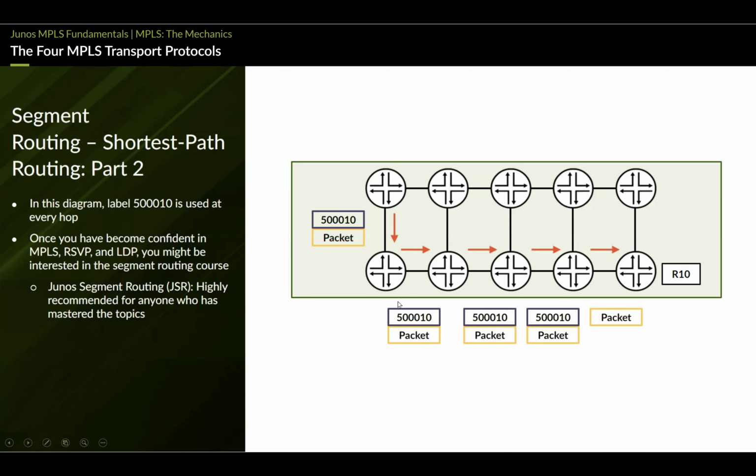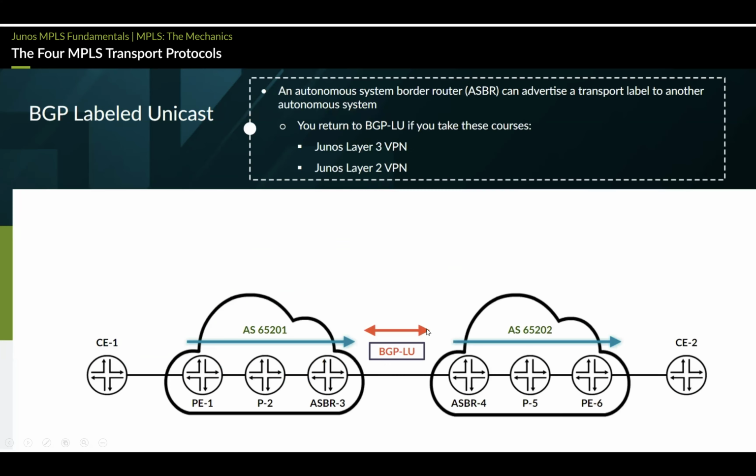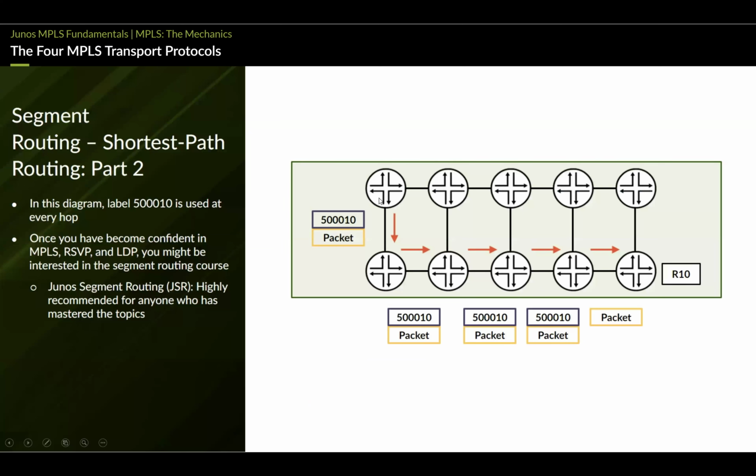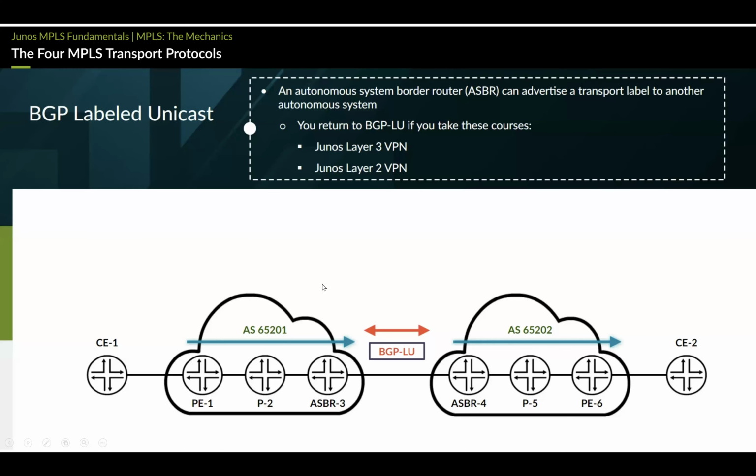This is basically the same. Your packet traveling consideration is the same. Push, then swap, the last one is pop, then send the packet. Same process. BGP label unicast.